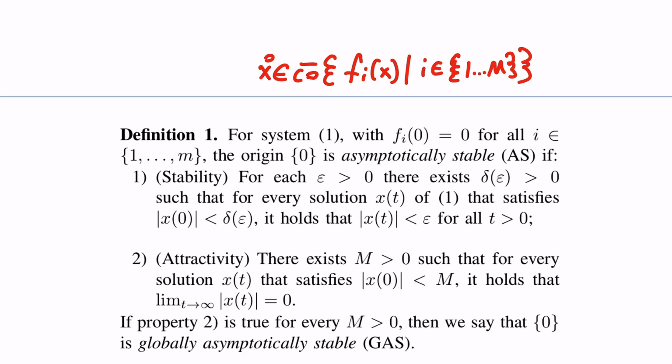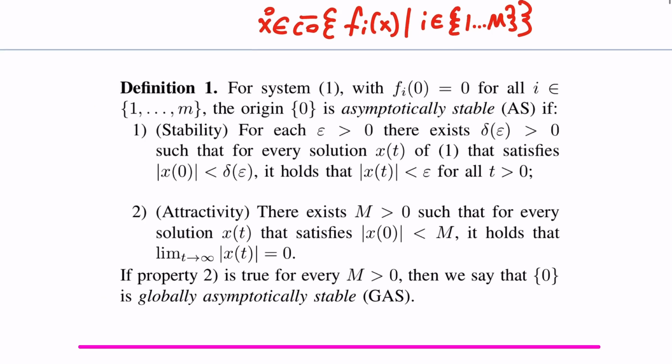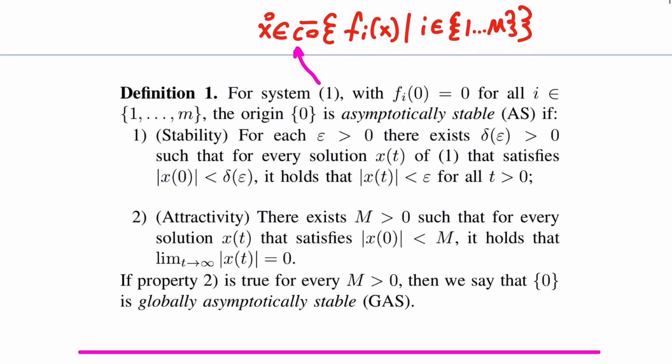Okay, so let's continue. This is the first definition, and it says that for system 1, which is this system, each of them has the same equilibrium point. This is an assumption: each of them has one equilibrium point, the solution 0, which is 0 in this case, to simplify the operations we'll be conducting. And 0 for the system is asymptotically stable if there are two conditions.